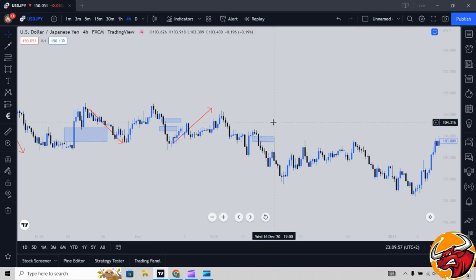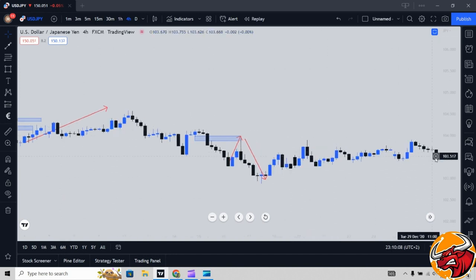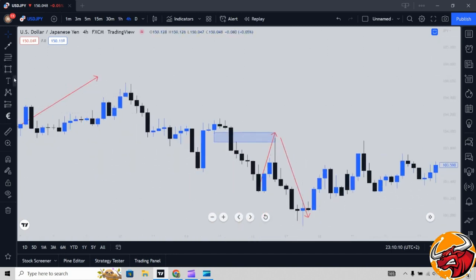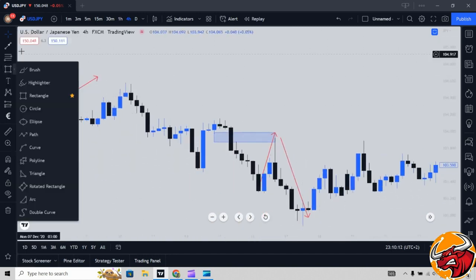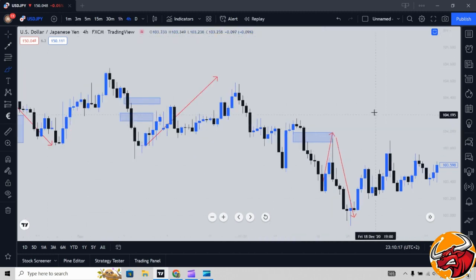Here you can see how perfectly price covers the imbalance with just a wick. Keep in mind that nothing is 100% in forex. So, we don't always know that the price will cover the imbalance. I'm not one of those people who promise you. And I will never tell you that something is 100% accurate in forex.